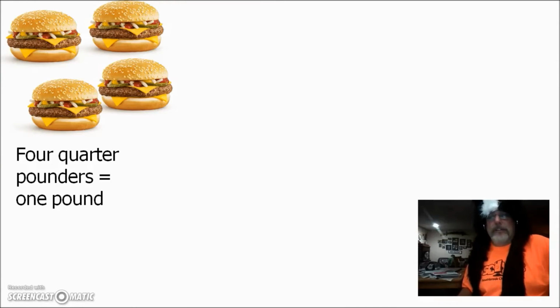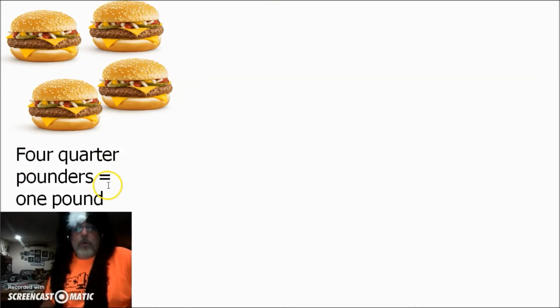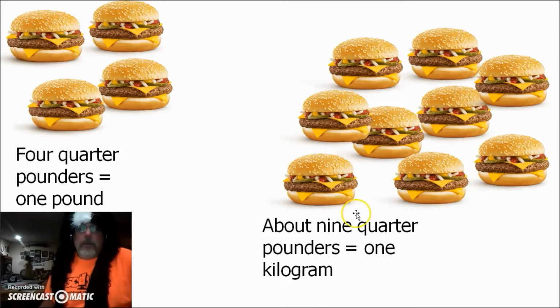One way to think about this is think about McDonald's. If we have 4 quarter pounders of meat, that would be 1 pound of meat. So how many quarter pounders would be in 1 kilogram of meat? Well, you're going to have about 9 of them. So 9 quarter pounders is equal to 1 kilogram.